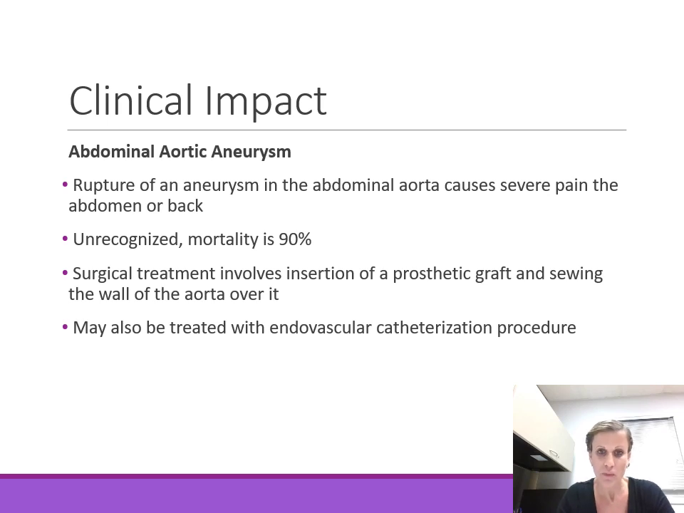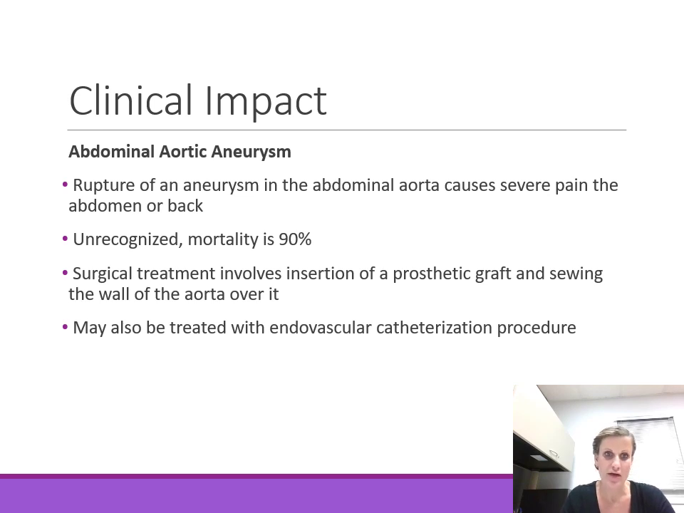If the aneurysm in the abdominal aorta ruptures, it causes severe acute pain in the abdomen or the back. An unrecognized abdominal aortic aneurysm has a mortality rate of around 90%, which is extremely high. And again, this is just because of the severe blood loss that occurs upon rupture.